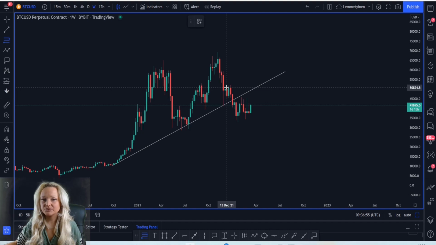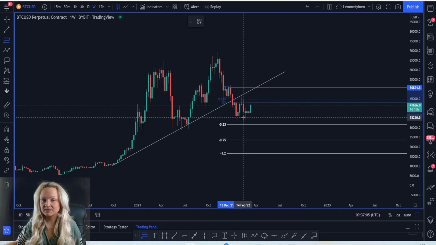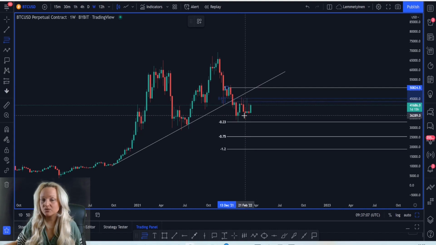So what I'm going to do is take a Fibonacci from this last lower high around 50,676 back down to the support, which is the lower low around 36,290, which gives us the 0.618 and 0.786 Fibonacci levels around 43,500 and around 45,300.